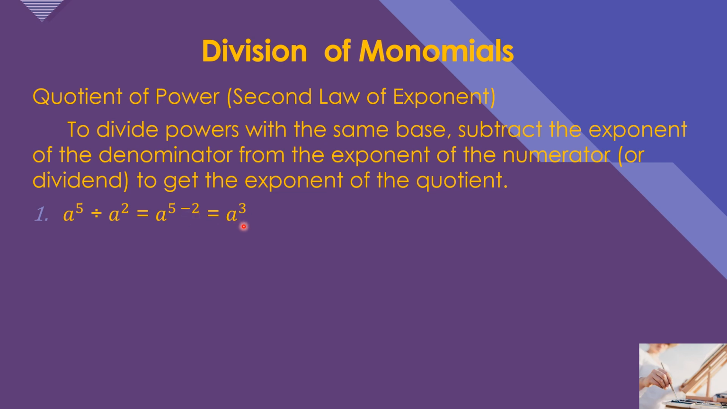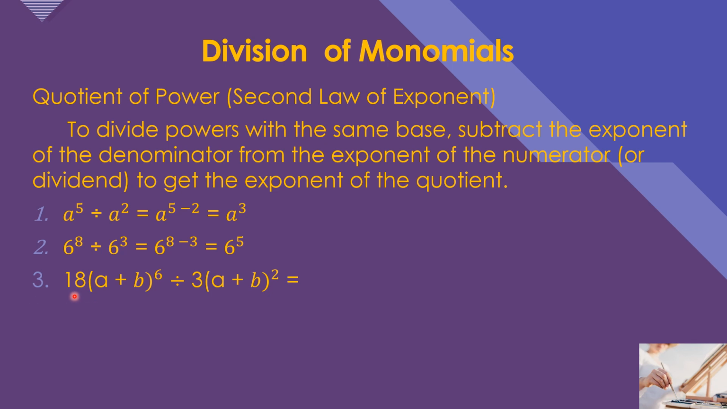Okay, so particularly we are subtracting the exponent. Unlike multiplication, where we add, this time we subtract. So next example, 6 raised to the power of 8 divided by 6 cubed is equal to 6 raised to 8 minus 3, that is 6 raised to the power of 5.